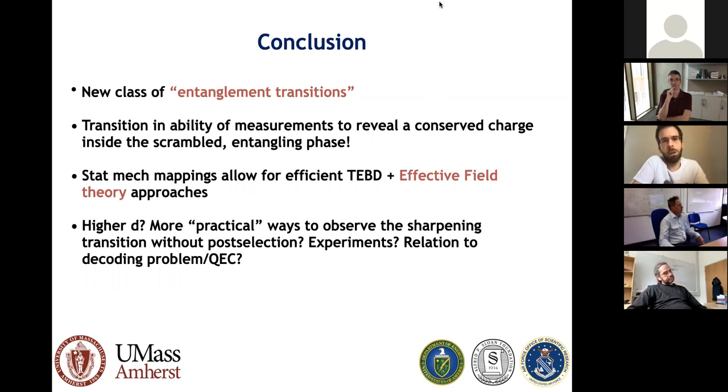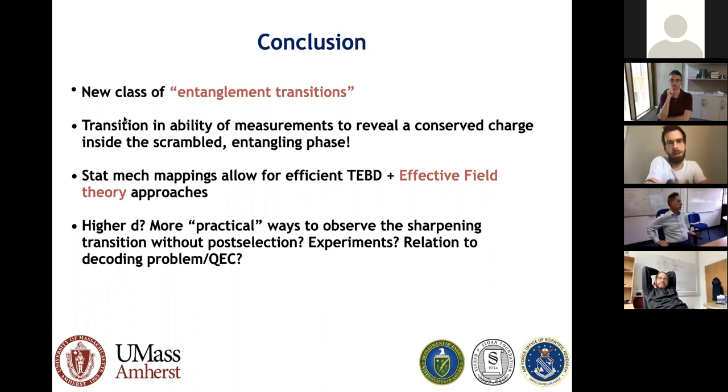One of the tools that I like to use, and I'm not the only one, is mapping onto StatMech models. There are many reasons for this. Having a classical StatMech model is nice, as you can simulate them more efficiently. And in the case of the sharpening transition, we were able to use relatively standard tools of effective field theory, since there is some emergent low-energy physics, basically because it's non-unitary.